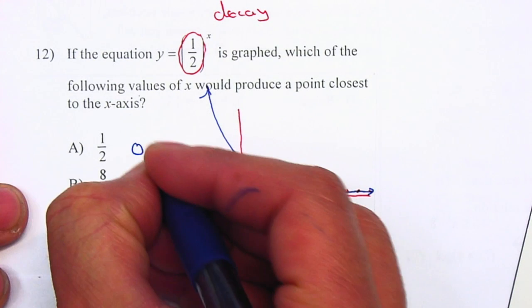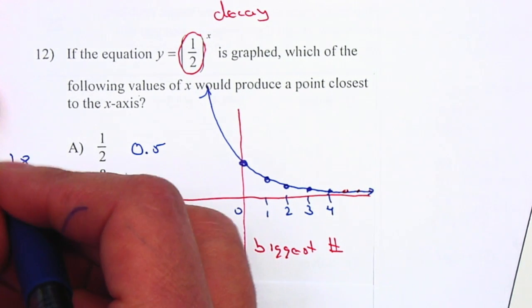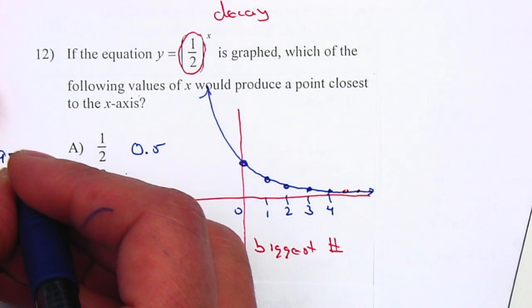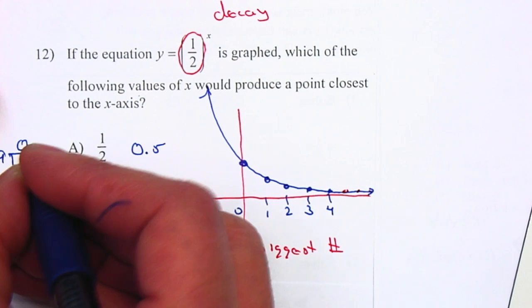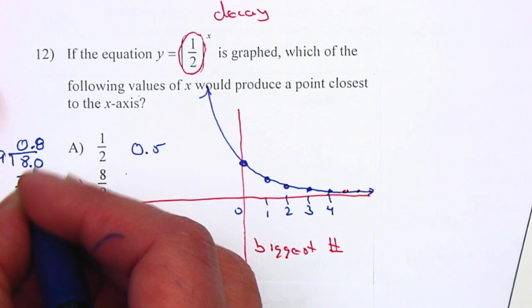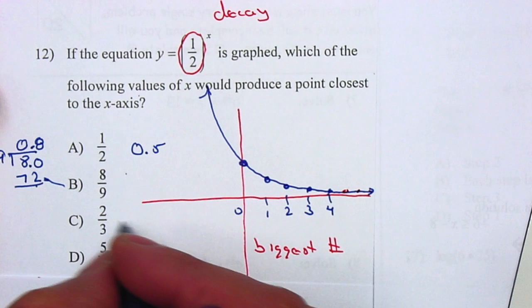1/2, we know that's 0.5. 8/9, remember that the first number always goes inside the division sign. So 9 goes into 8, 0 times. Let's add a decimal. 9 goes into 80. 8 times 9 is 72. I'm just going to leave it at that for now.